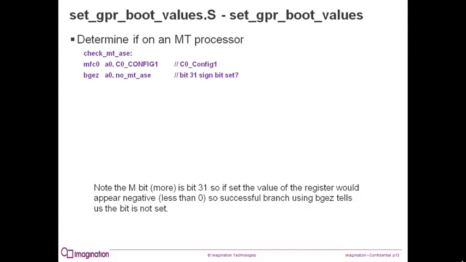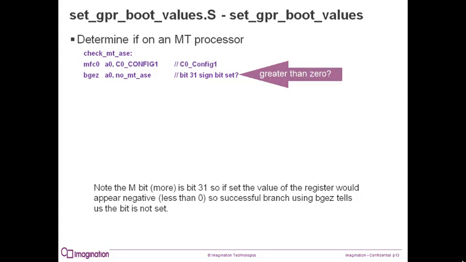To read config 3 properly, the code first needs to read the config 1 register and make sure that the M bit is set. The M bit in the config 1 register indicates whether or not it has a config 2 register. The M bit is bit 31 in the config 1 register. If this register is treated as a signed integer, the bit will be the sign bit, and if the bit is set, the register would appear as a negative value, or a number less than 0.